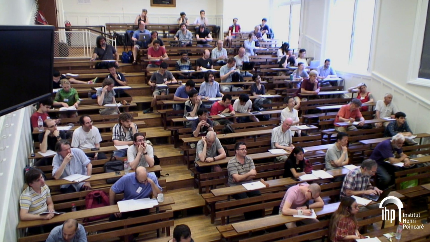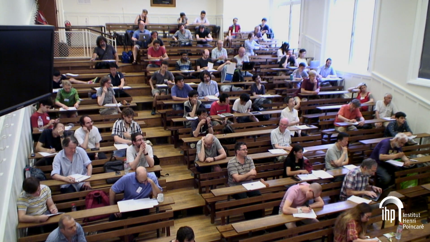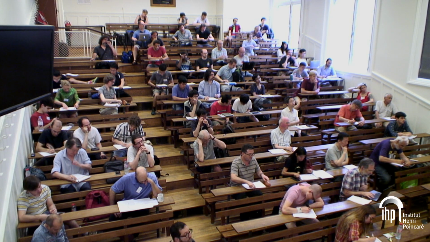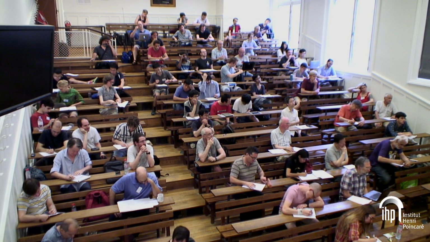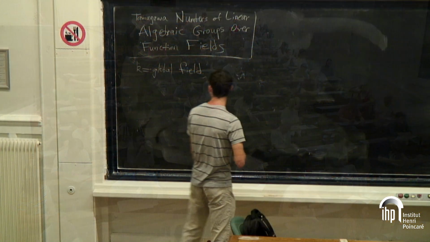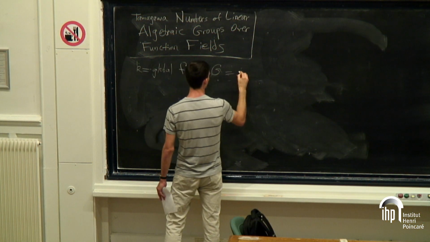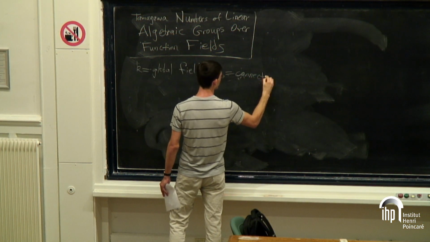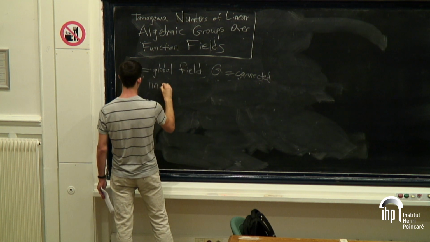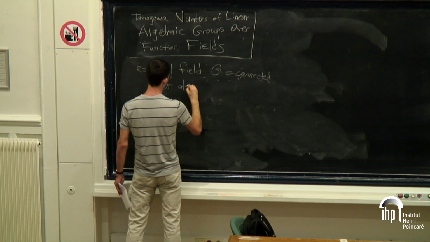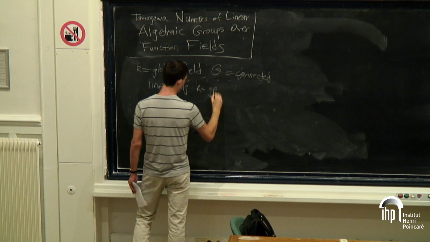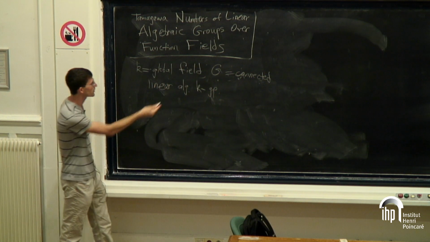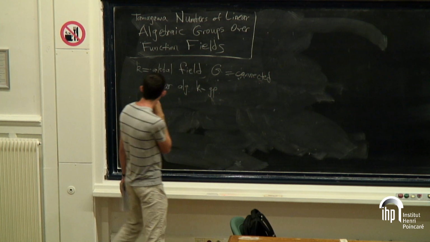So let's say K is a global field. So it's either a number field or the function field of a smooth projective curve over a finite field. And let G be a connected linear algebraic group over K. So like a Zariski closed subgroup of GL_N, and it's connected and smooth.